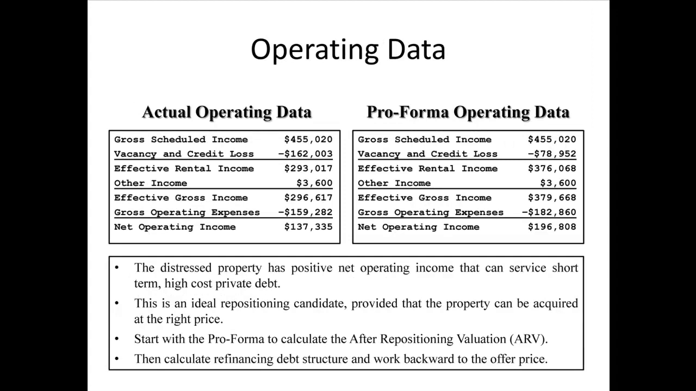Operating data. This is from the previous video. We have actual operating data on the left, how it's running now, and pro forma operating data on the right. This is how we anticipate the property will be running after the repositioning effort. You'll notice that the actual net operating income, $137,000, is a very good 6-figure number that can service high-cost private debt. And the net operating income on the pro forma side shows that we've increased the net cash flow by about $60,000. If this property were being valued at a 10% cap rate, that's a $600,000 increase in value.